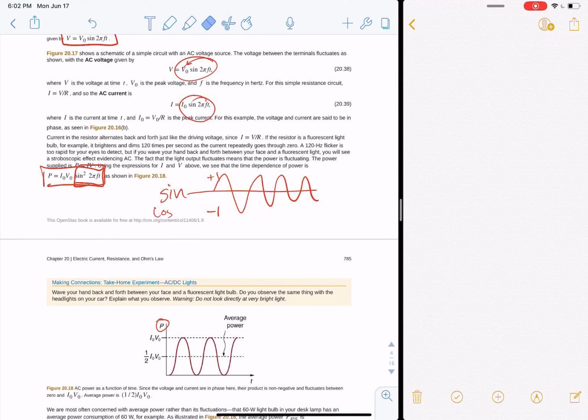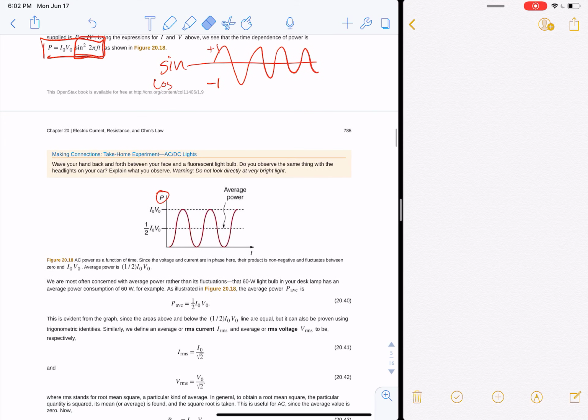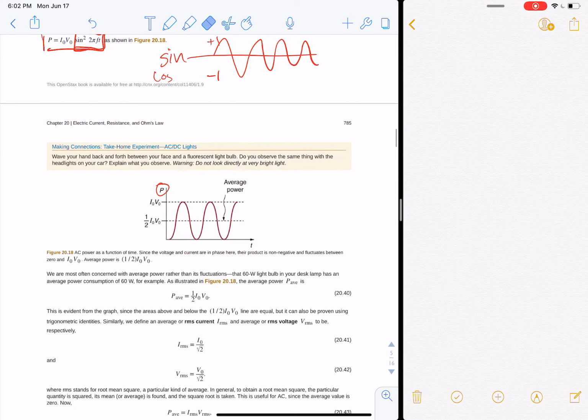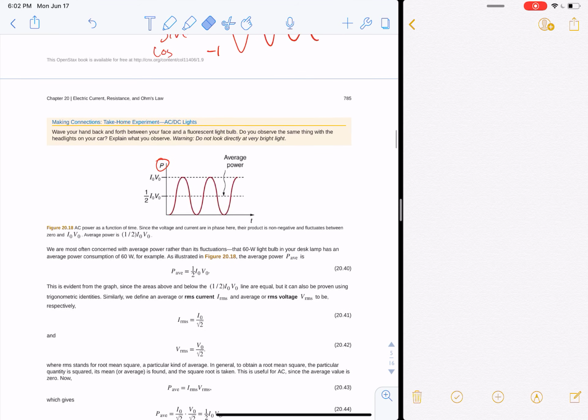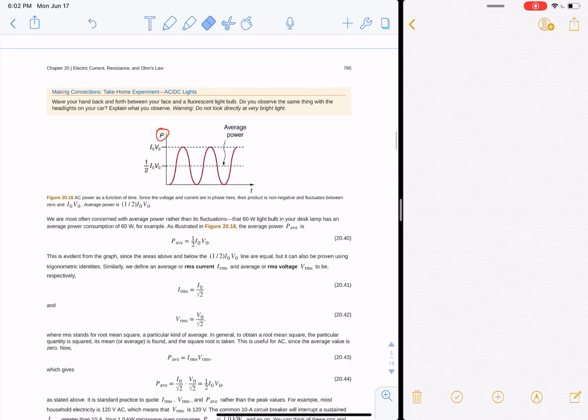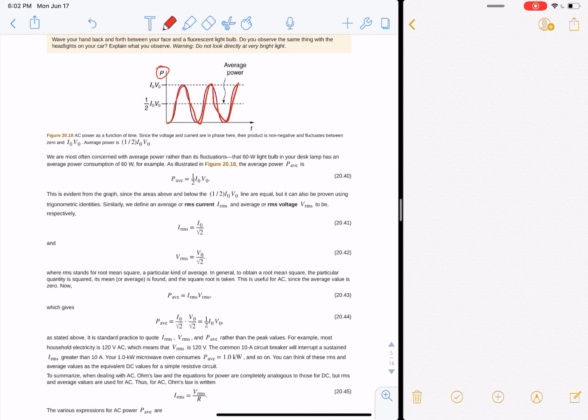Depending on where you start, you use either sine or cosine. When you take sine squared, you no longer have negative values. It no longer goes from minus 1 to plus 1. It goes from 0 up to your maximum. So your power now is a positive value always, which makes sense because even when you're using negative current, you're still generating power. So just keep that in mind.